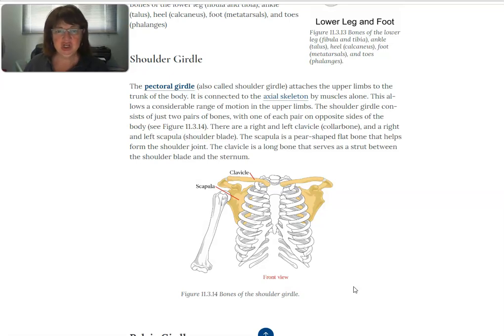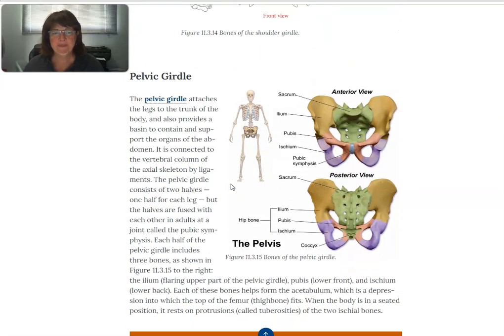Now the shoulder girdle is there to help anchor the shoulder and give it movement and support. The shoulder girdle, also called the pectoral girdle, has 2 main bones, the clavicle and the scapula. Scapula, good word. Then when we look at the pelvic girdle, the pelvis actually has 3 different bones on it.